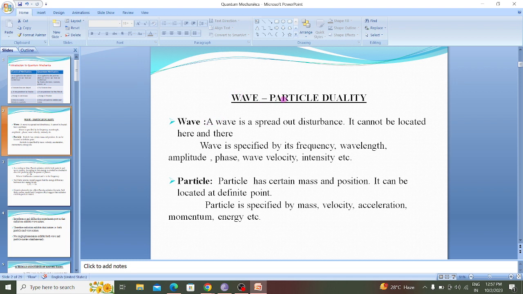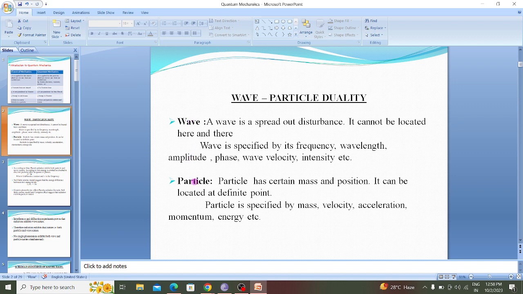Before going to wave particle duality, we'll study what a wave is. A wave is a spread out disturbance. You cannot give the location of the wave; we cannot find where the wave is. A wave is specified by certain parameters: frequency, wavelength, amplitude, phase, wave velocity, intensity, time period, etc. These are the parameters we use to describe a wave.